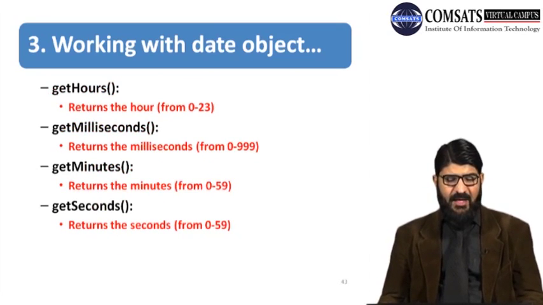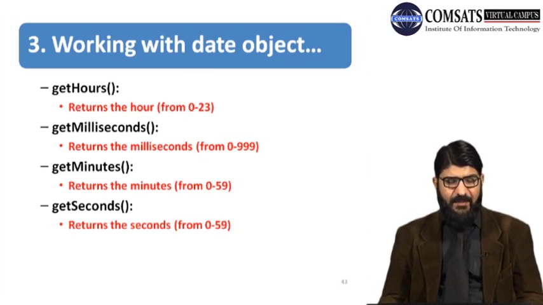Get hours. It will return the values of hours in a day, and it will return the value from 0 to 23, where 1 to 23 and the 0 is counted as the 24th value of hour in a day. Then get millisecond. The get millisecond will return you the value from 0 to 999, where 1 to 999 for millisecond and 0 is for the 1000 millisecond.